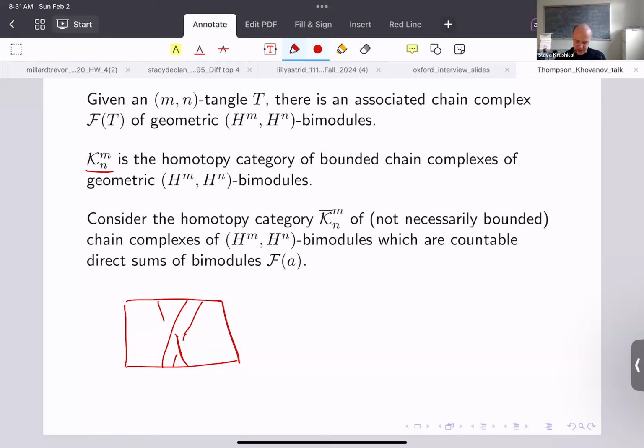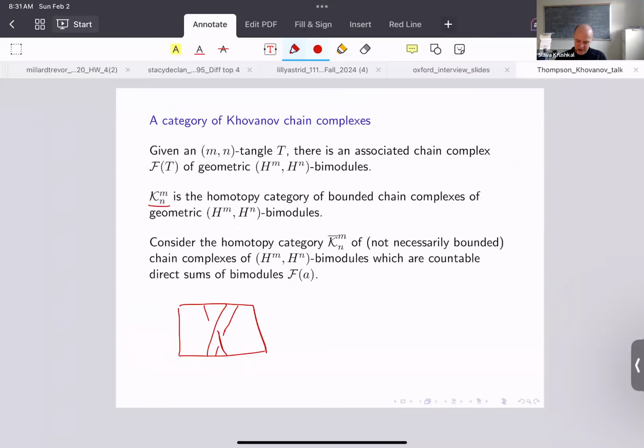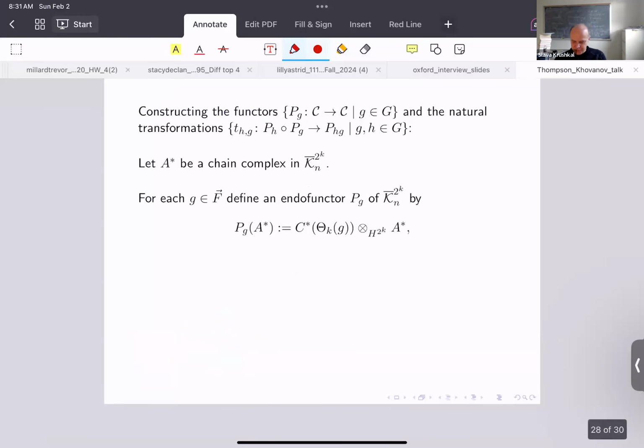And the usual notion that Khovanov studied is the homotopy category of bounded chain complexes of these geometric bimodules. In our case, we actually have to consider a variation of this, the homotopy category that we call K bar, M n, of not necessarily bounded chain complexes, which again, I'll have to explain in just a minute why we have to consider the unbounded complexes. And so let me try to explain the idea of where these functors and natural transformations come from.